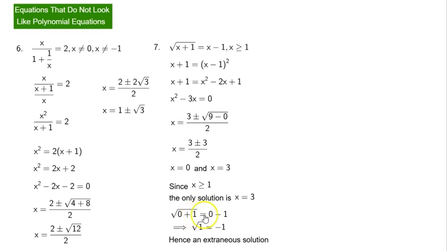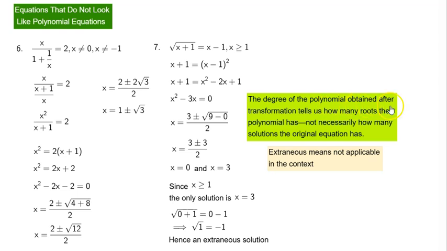So square root of 0 plus 1 is equal to 0 minus 1, which implies square root of 1 equal to minus 1, which is 1 equal to minus 1. So that is a wrong statement. Now here extraneous means not applicable in the context. The degree of the polynomial obtained after transformation tells us how many roots the polynomial has, not necessarily how many solutions the original equation has.